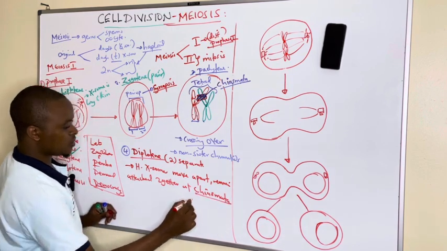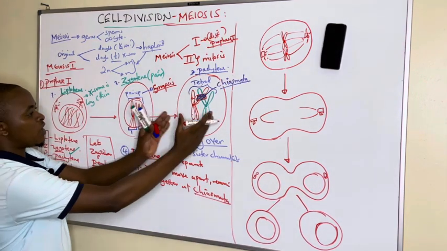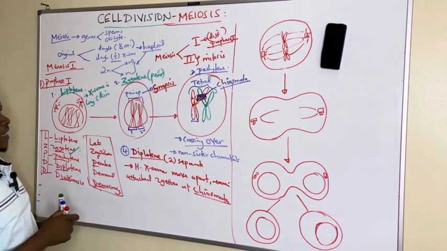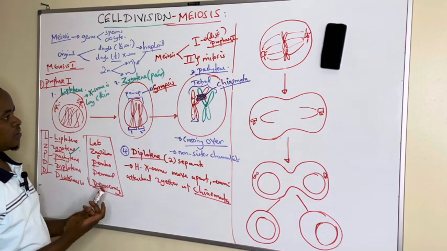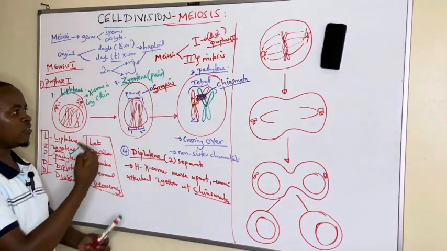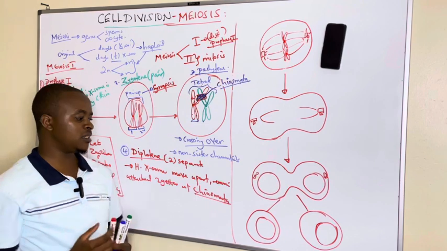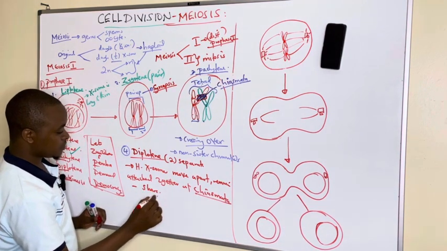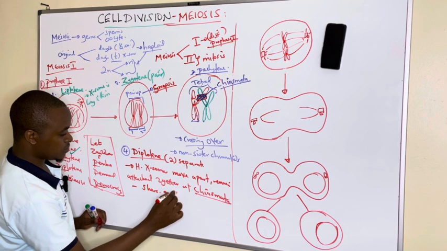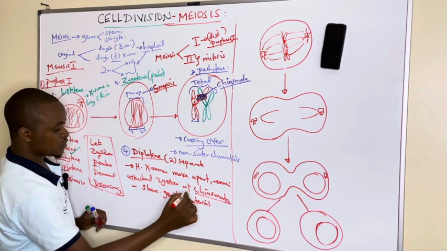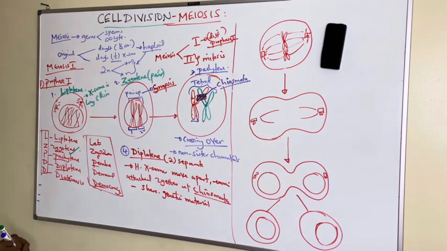So they move apart. So di means they are moving. But when they are moving, they are still attached together. And in that movement, they are sharing genetic material. So it is during this movement where they share genetic material. So that is during the diplotene stage.